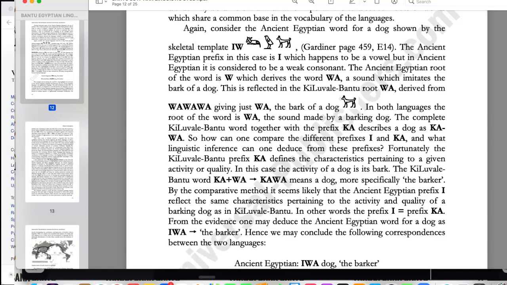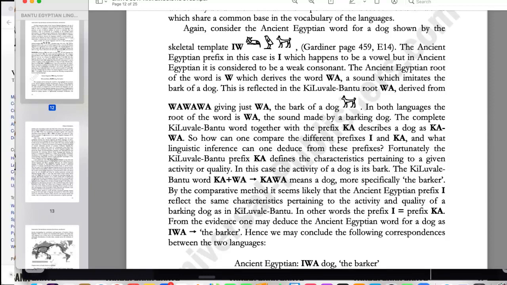The complete Kiluvale Bantu word together with the prefix ka describes a dog, kawa. So how can one compare the different prefixes i and ka, and what linguistic inference can one deduce from these prefixes? Fortunately, the Kiluvale Bantu prefix ka defines the characteristics pertaining to a given activity or quality. In this case, the activity of a dog is its bark. The Kiluvale word kawa means a dog, more specifically, the barker.